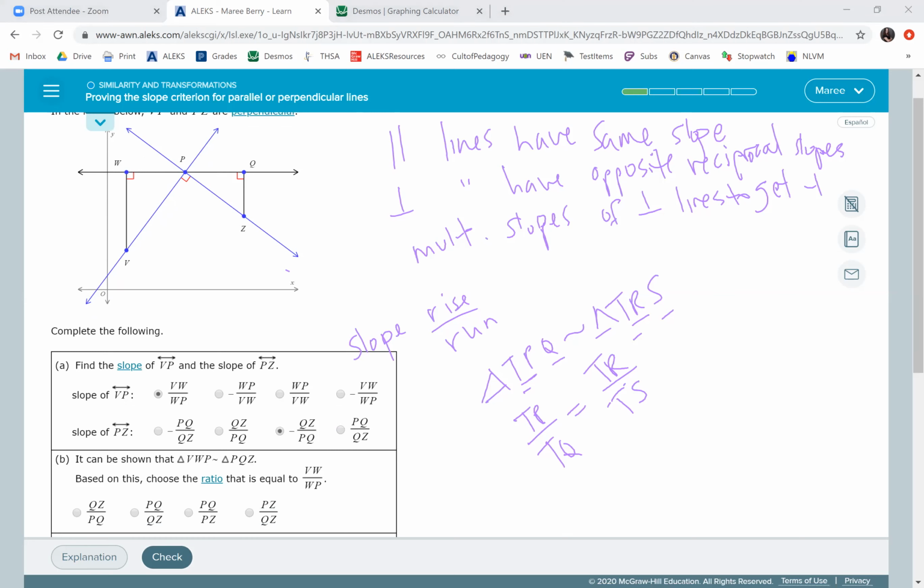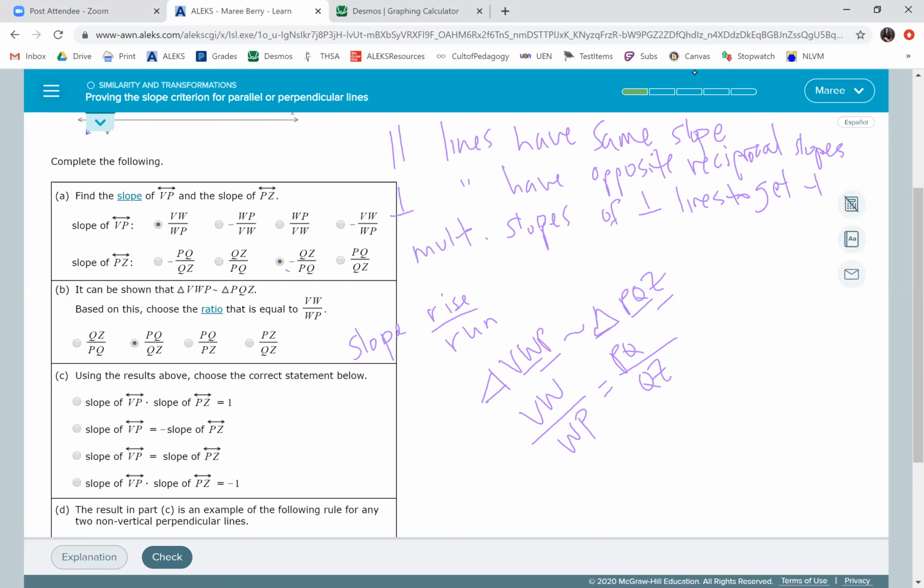We're going to do the order of the letters again for this one. So check it out. I'm going to erase these letters and put on the ones we have. We have triangle VWP is similar to triangle PQZ. And we have VW to WP. VW is the first two, so we're going to write PQ. And WP is the last two, so we're going to write QZ. So we want PQ over this one, so we want the second one.